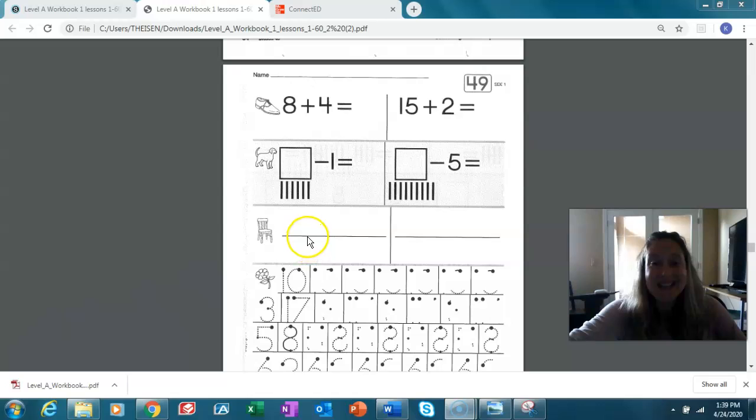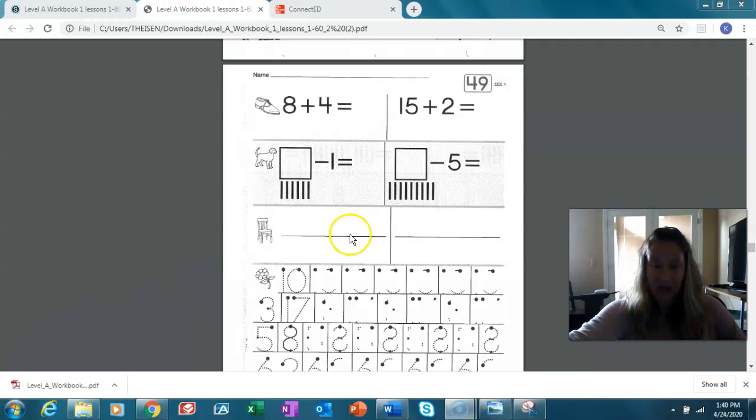Mary wrote 6 letters. What symbol are you going to write? 6. Then she wrote 3 more letters. What's the other number we're going to write? 3. And then what symbol comes in between those 2 numbers? If she wrote more letters, you should have said plus, because plus means more. So what you should have written down is 6 plus 3 equals.